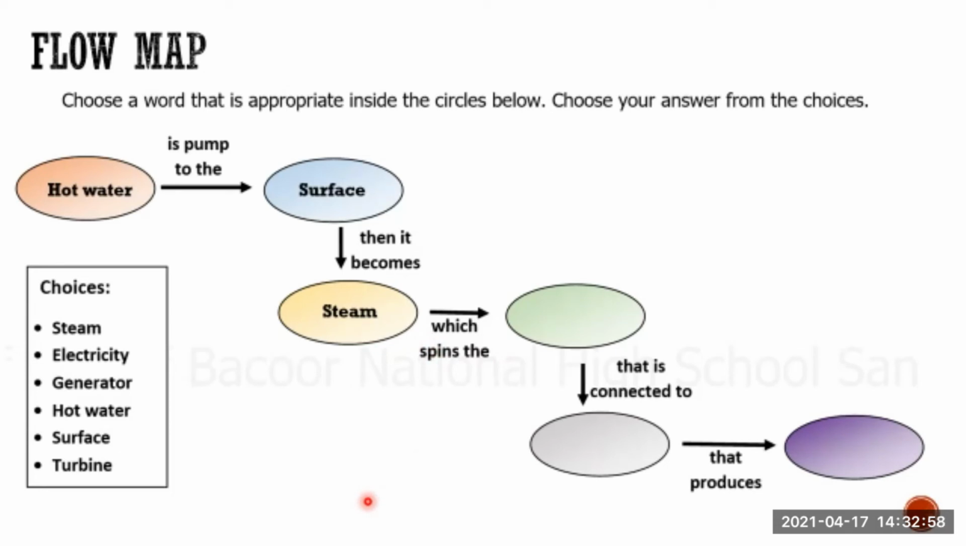Nice, that is correct. The turbine. The steam which spins the turbine. Then this turbine is connected to what? Very good. It is connected to the generator. Then that generator produces what? Very nice. That is electricity. That's the flow map of how geothermal power plants use geothermal energy to produce electricity.